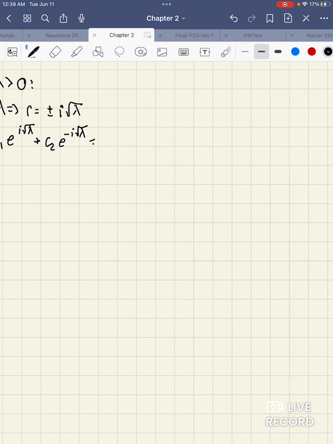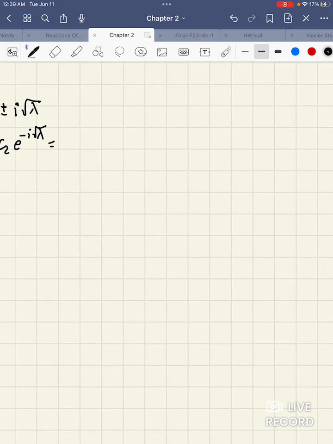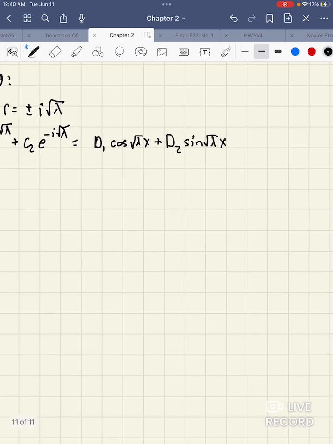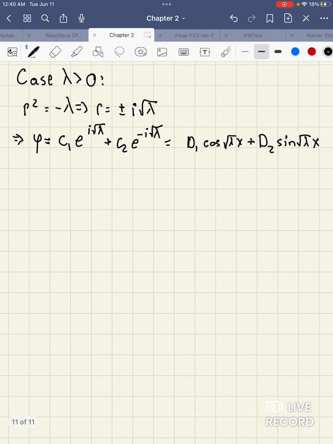Now applying the Euler identity, which we did previously, this is equal to another constant d1 cosine of square root lambda x plus another constant d2 sine of square root lambda x. So this is what our phi looks like for positive lambda. Now let's apply our boundary condition.